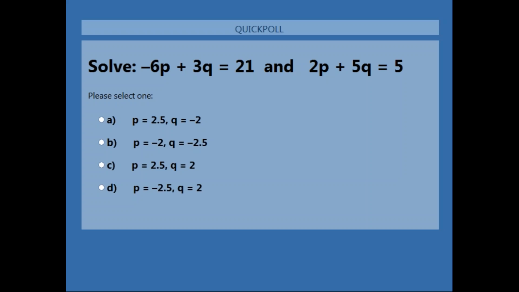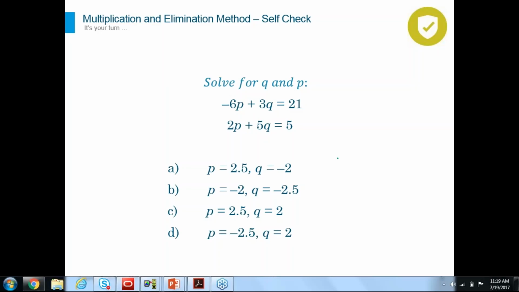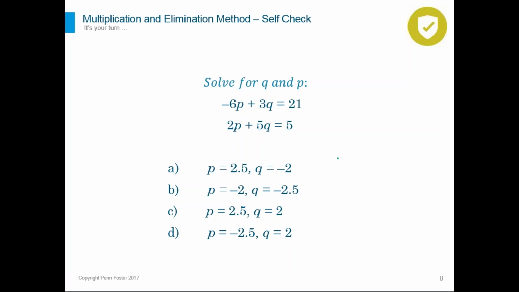If you did not have the chance to submit your answers, you can pause the video when you receive the recording in the follow-up email and work on the questions. I'm going to share my final answer. The correct values for P and Q are answer D. P equals negative 2.5 and Q equals 2.